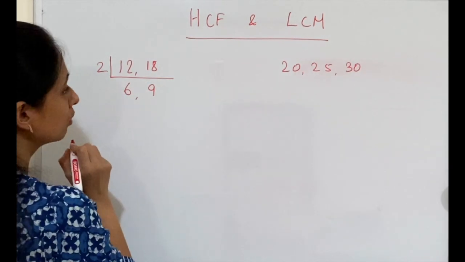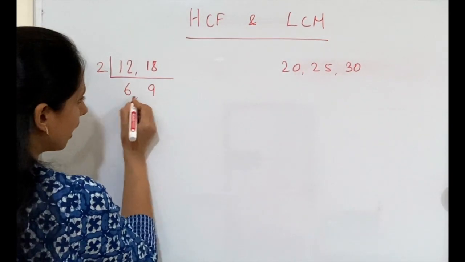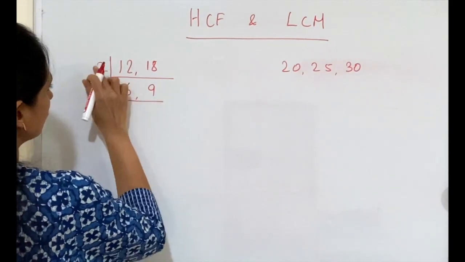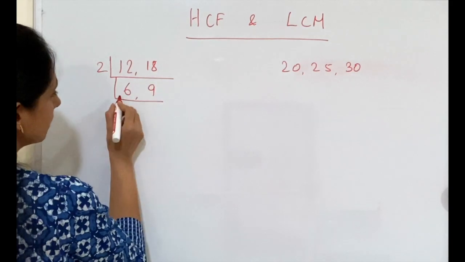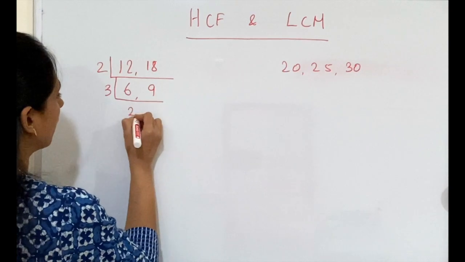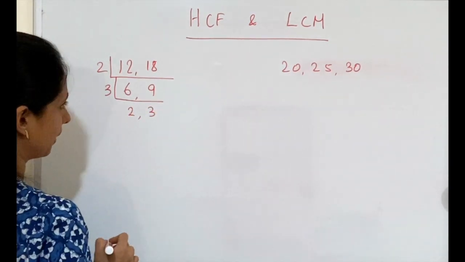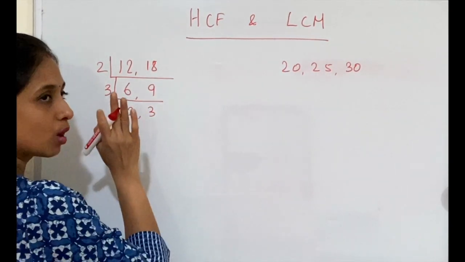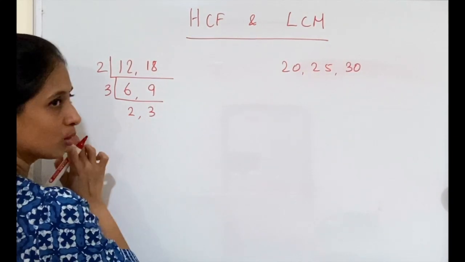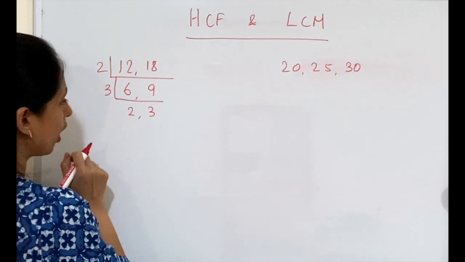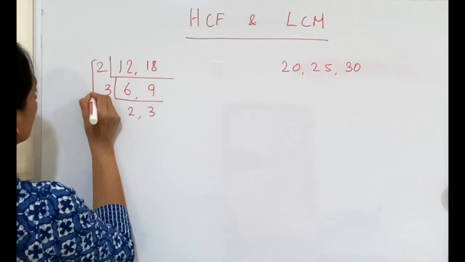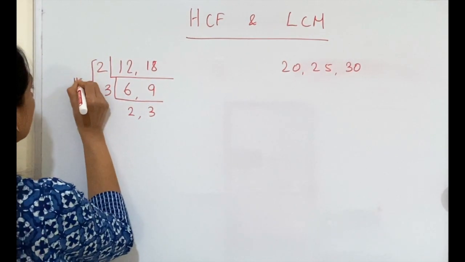So what was the rule for HCF? As long as I have a common factor for both, I have to divide, right? So 2, I got 6 and 9, still I have a common factor for these two, 3. Now I have 2 and 3, right? So I will stop here for HCF because these two don't have a common factor. So for HCF, I will stop here. This will be my HCF.